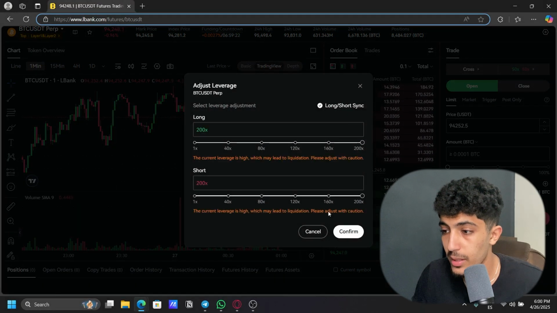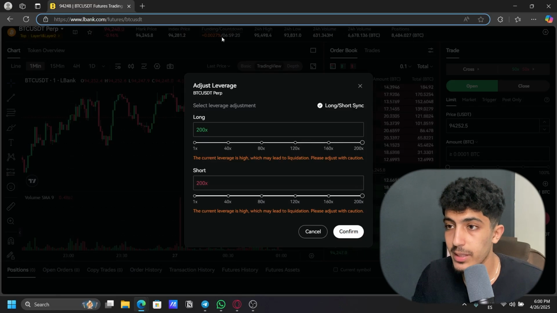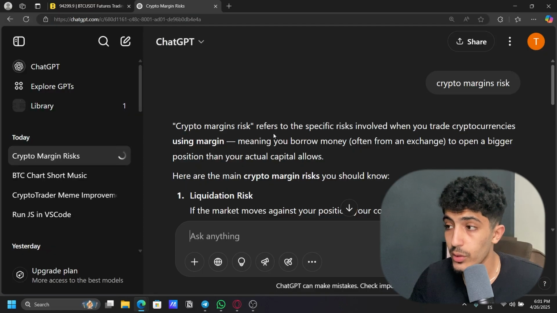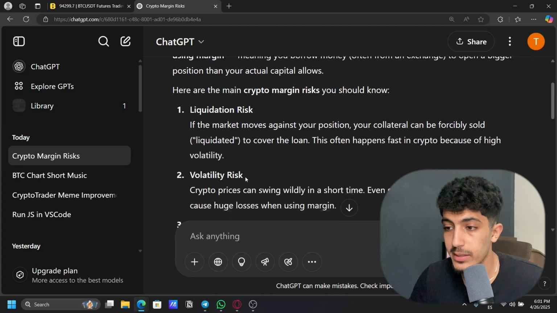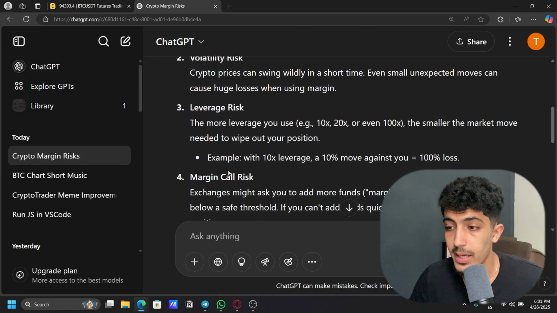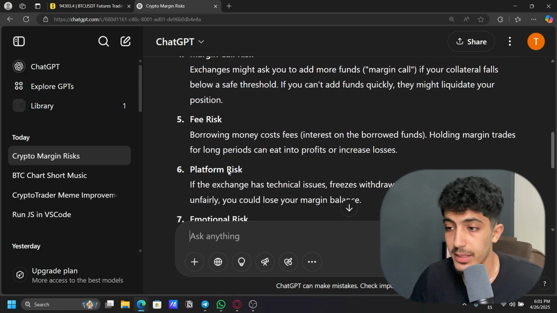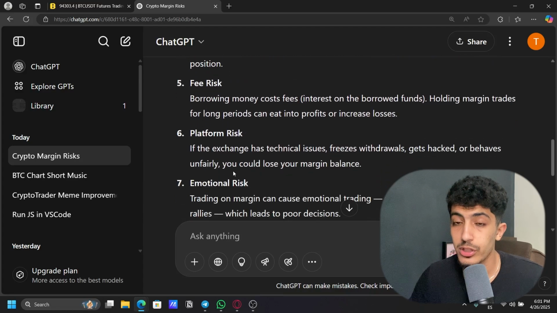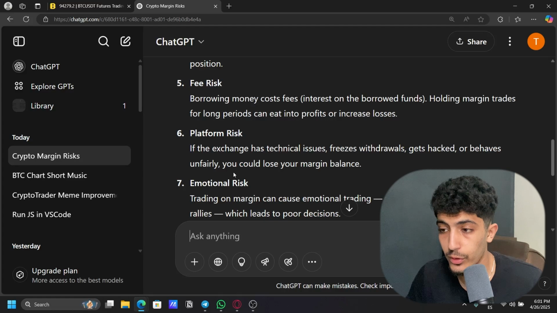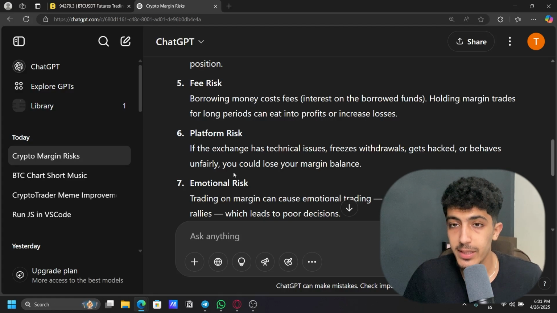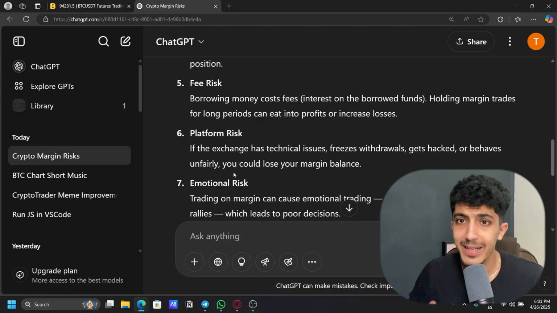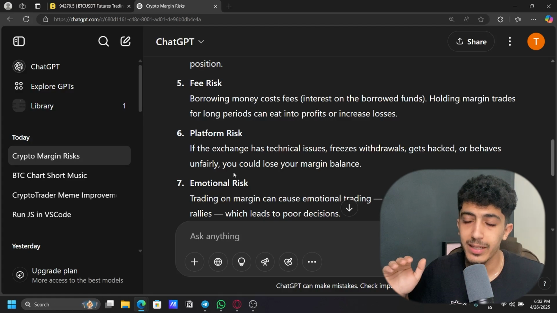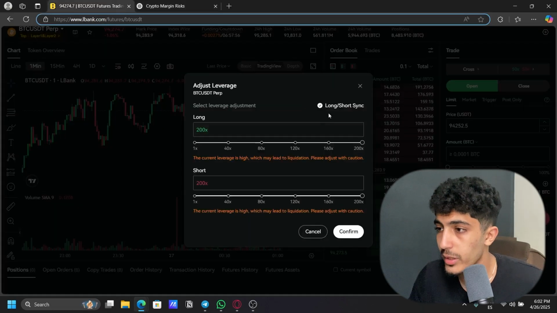This is a higher margin, but be aware and use risk management, as we know. That is why you should work with margins safely and use risk management. So we have the liquidation risk, also the volatility risk, the leverage risk, the margin call risk, the fee risk, the platform risk also, and the emotional risk. You should be aware of those points because you could risk your budget or your capital on margins, because you could make a great profit but also great losses.